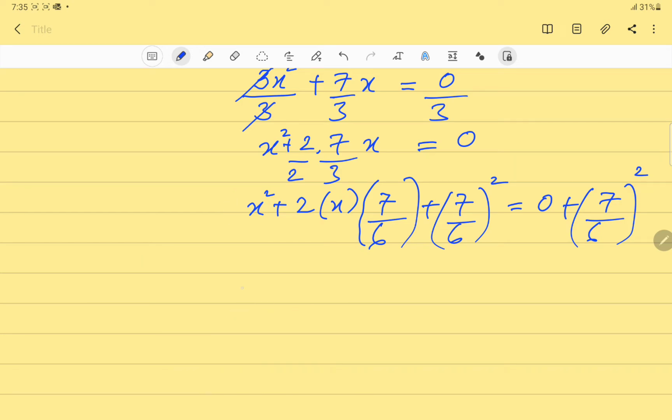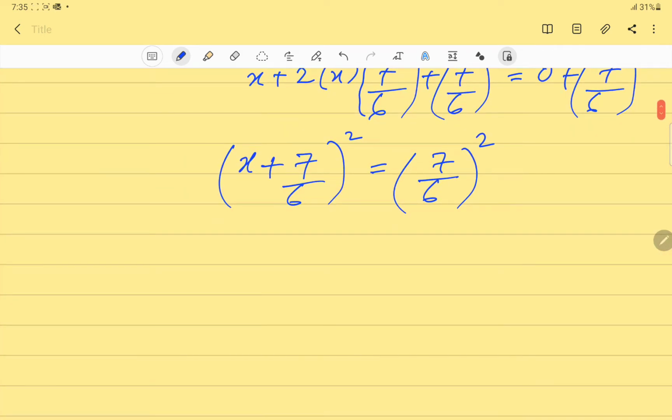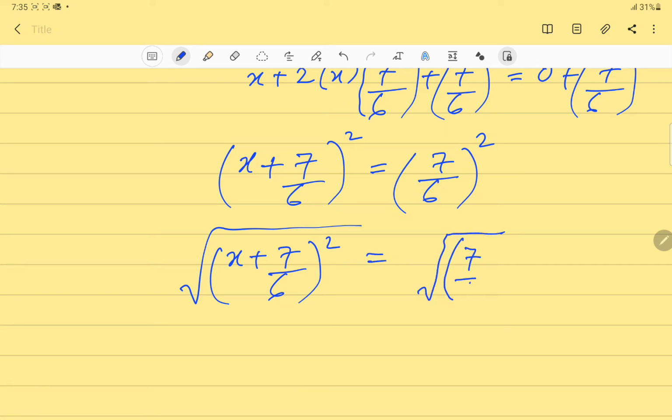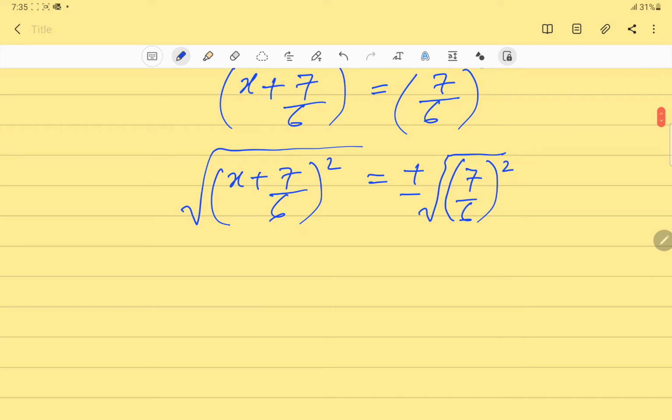So now the left side is our complete square of x plus 7 over 6 is equal to the square of 7 over 6. We will apply square root on both sides. Don't forget to put plus minus, because square root of plus is also plus and square root of minus is also plus. So the left side comes out to be x plus 7 over 6 is equal to plus minus, right side is plus minus 7 over 6.